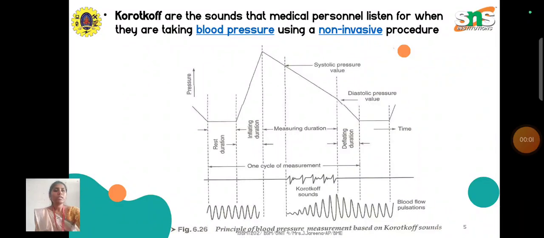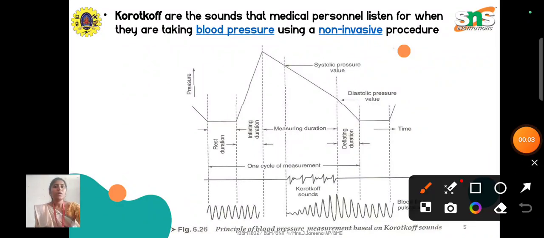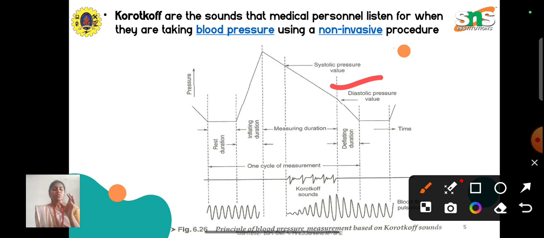So now let's see how we are mapping this cuff pressure with Korotkoff sound. This graph, the upper graph, is the cuff pressure, the pressure we are giving to the cuff. And the second graph is your Korotkoff sound, the appearance and disappearance of Korotkoff sound.